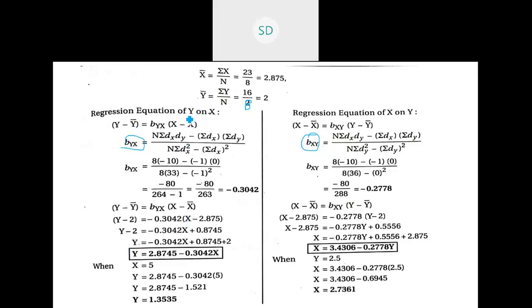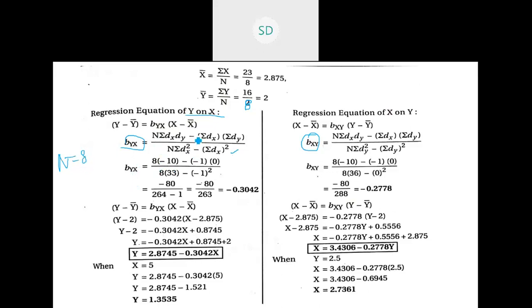So the first equation, y on x, that is y minus y bar is equal to byx into x minus x bar. In this we are supposed to calculate byx, that is nothing but n into summation dx dy minus summation dx into summation dy, whole divided by n into summation dx square minus summation dx whole square. Then going on further, the value of n is equal to 8.